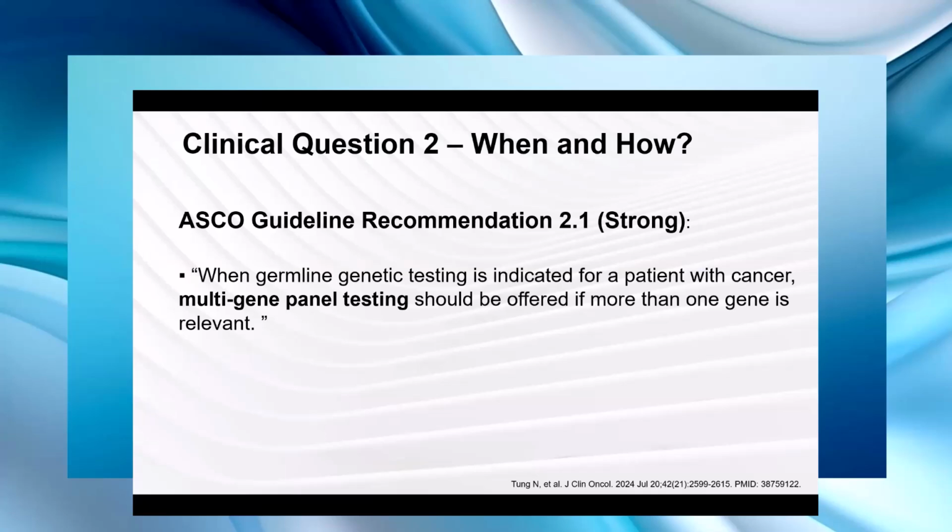So they sought to really understand how this testing should be used and when, because they also understood that it can add to the efficiency of a testing approach to do a multi-gene panel test and improve the turnaround time of those available results. And so ASCO guideline recommendation 2, which was also rated as a strong recommendation, is that when germline genetic testing is indicated for a patient with cancer, multi-gene panel testing should be offered if more than one gene is relevant. Next slide, please.